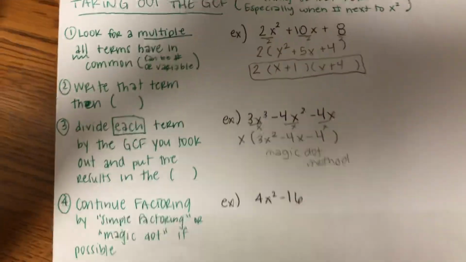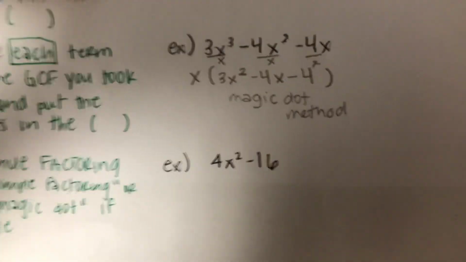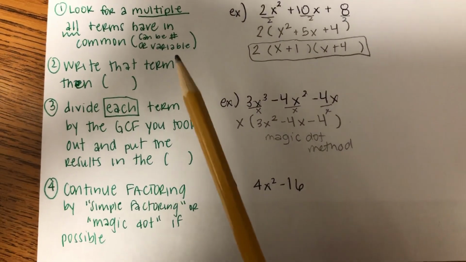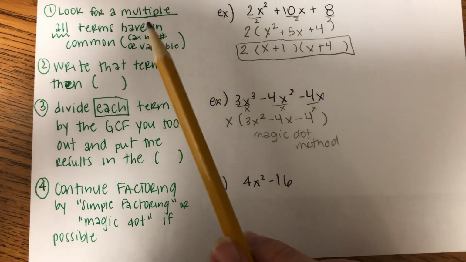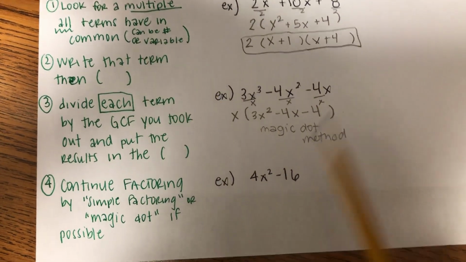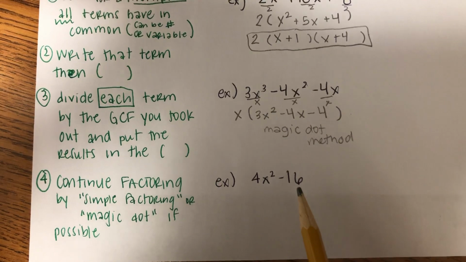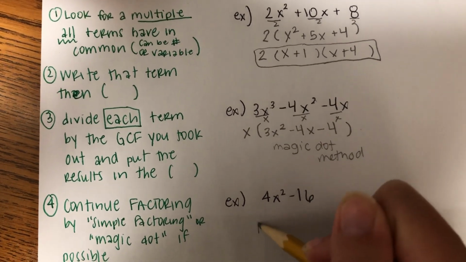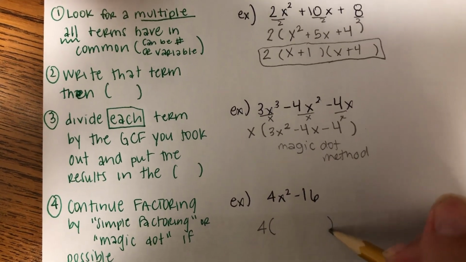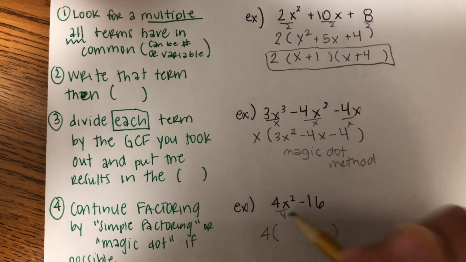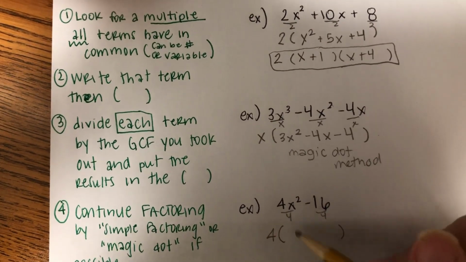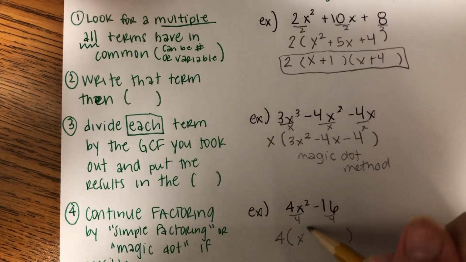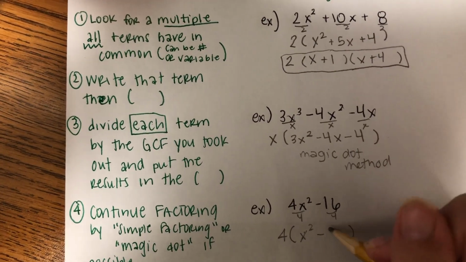All right, lastly, let's check out this next one. I have a 4x squared minus a 16. Now there's not 3 terms here, but that's okay because I didn't specify that I needed 3 terms. I said we just need to look for a multiple that all terms have in common. So this is a term and this is a term. Is there something I could divide both by? Yes, there is. They're both divisible by 4. So 4 is my GCF. That's what I'm putting next to the parentheses. And 4 is what I'm dividing each term by. 4x squared divided by 4 gives me x squared.